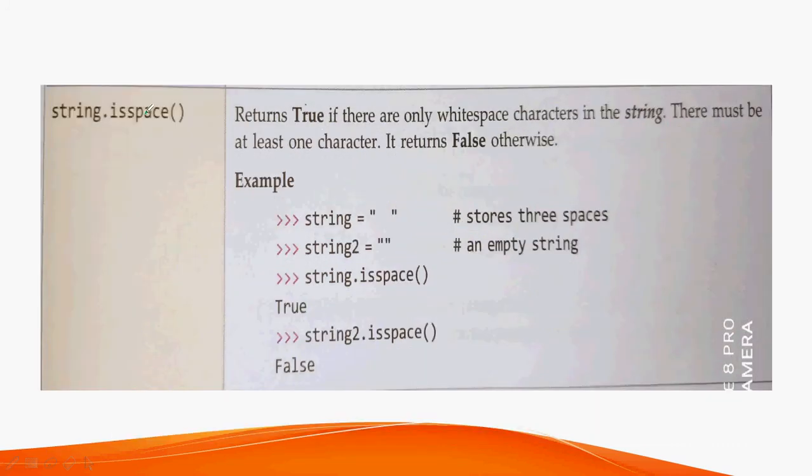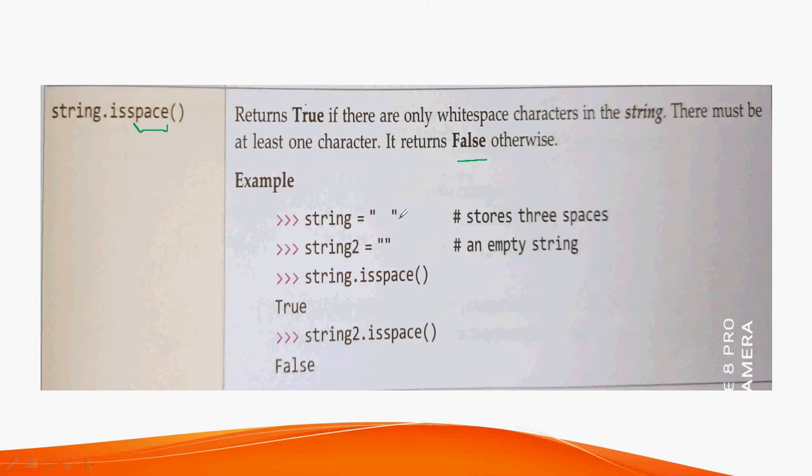The next function is isspace. So we are checking here whether there is a space or not. So let us see. For the first one, definitely this is obvious. We are checking whether there is a space or not. Okay. So it returns true if there is white space. Otherwise it will return false.